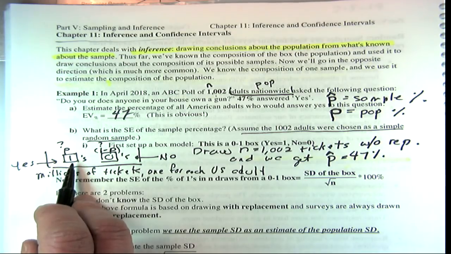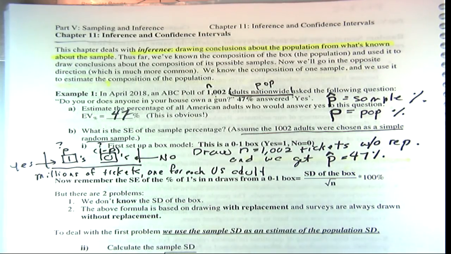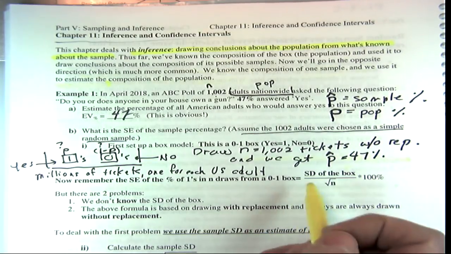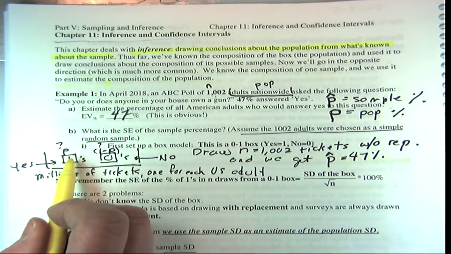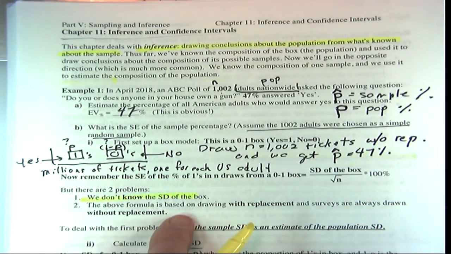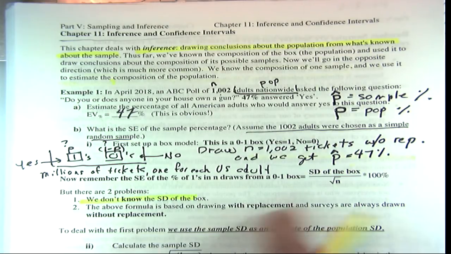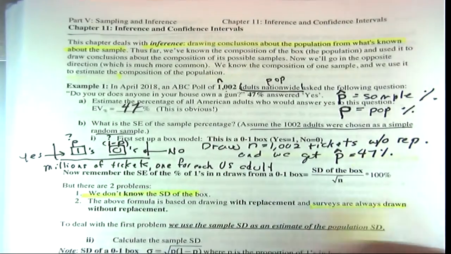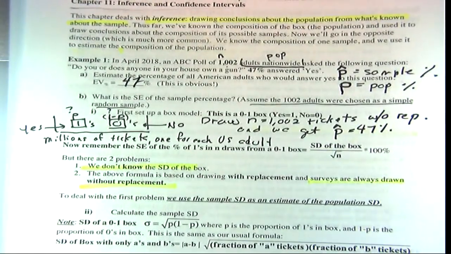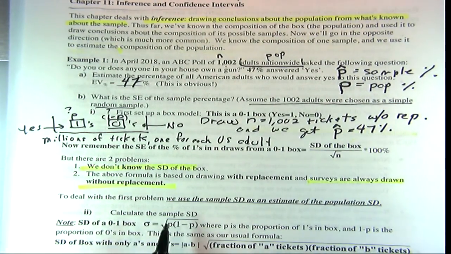Well, we don't know that. So that's a problem. There's two problems. One is that we don't know the standard deviation of the box, and that's what we're supposed to use right here, sigma, or P, not P hat. And also that this formula is based on drawing with replacement, and our surveys are always without replacement. So how's that going to affect our estimates here, our sampling error?